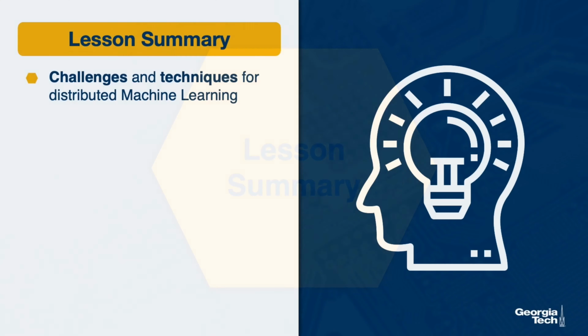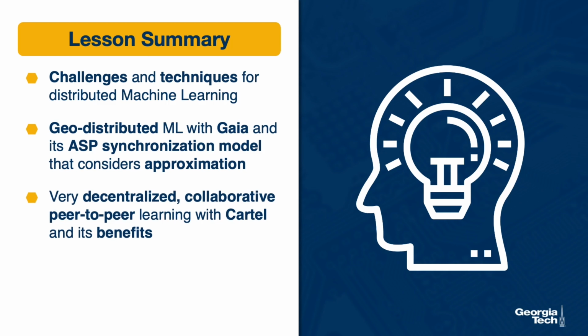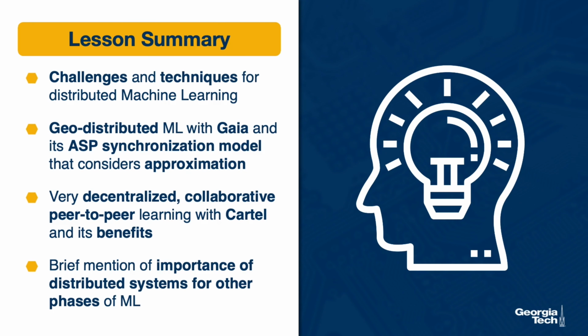In this lesson, we discussed the challenges and some of the techniques for distributed machine learning. We focused on geo-distributed machine learning, and first we talked about Gaia and its ASP synchronization model that considers approximation. Then we discussed learning in very decentralized environments with a collaborative peer-to-peer model implemented in the Cartel system and discussed its benefits. And finally, we provided a very brief mention of the fact that there are many other phases in the end-to-end distributed systems and platforms for machine learning, and the importance of distributed systems for all of these other phases of machine learning.